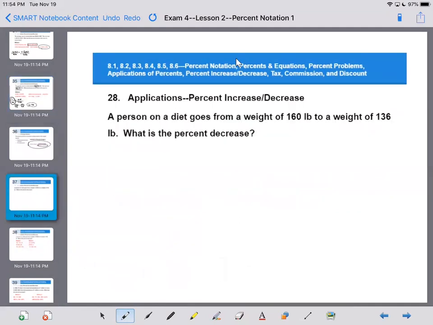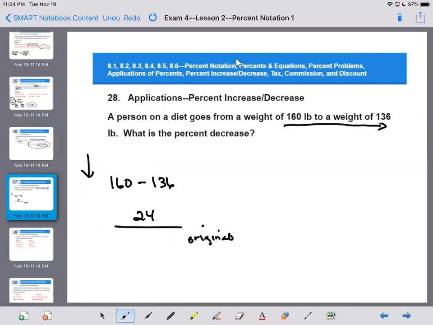A person goes on a diet and goes from a weight of 160 pounds to a weight of 136. That's obviously a percent decrease. So you can find the difference: 160 take away 136. When you find that difference, that's going to be 24. That's going to be divided by the original amount of weight, which was 160. So you're going to get 15 hundredths, and 15 hundredths as a percent would be 15%.